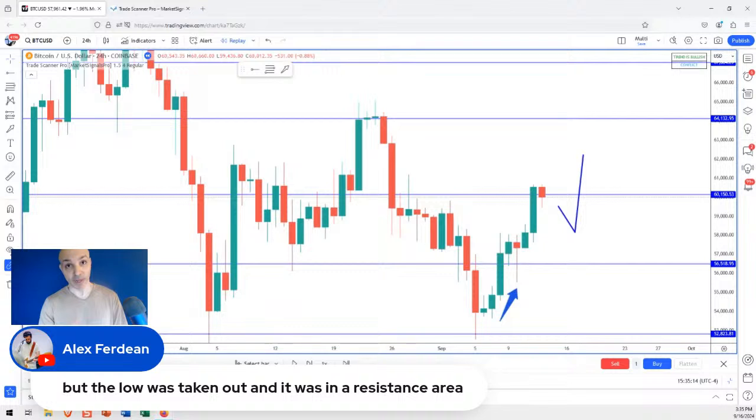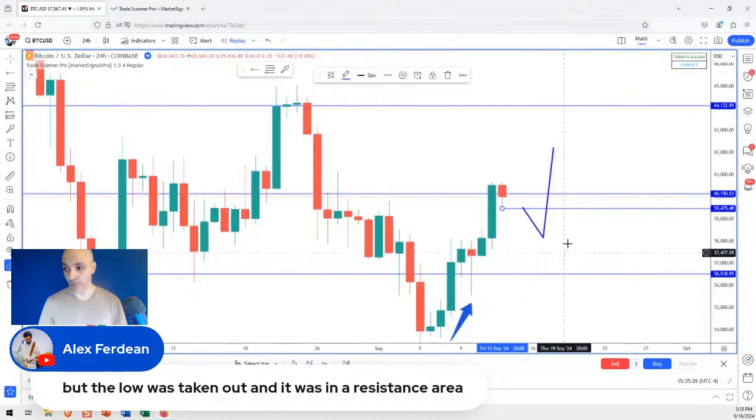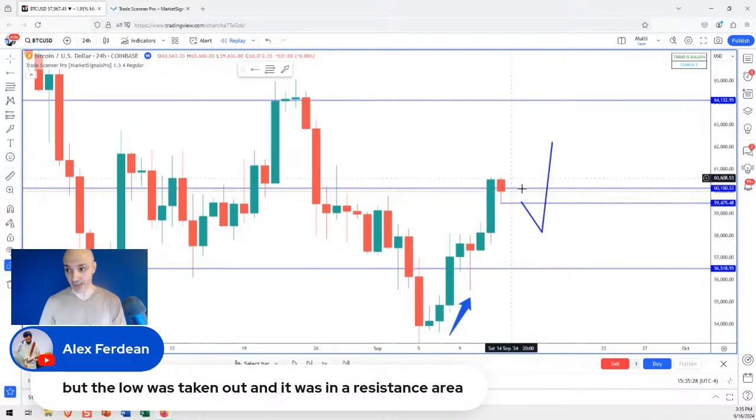Reversal, yes, because it simply took out the low of the candle, right? That's how you know. And when you see that, let's say you were interested in a long. You're like, I think it's a long, blah, blah, blah. Because it could have been a long if it took out that high. But the market chose otherwise.